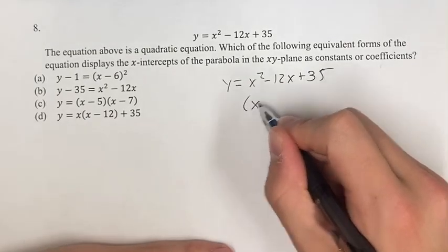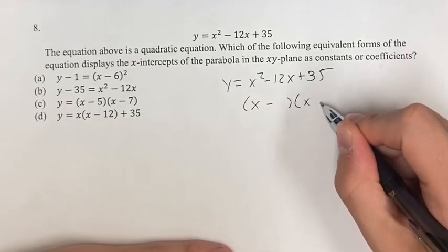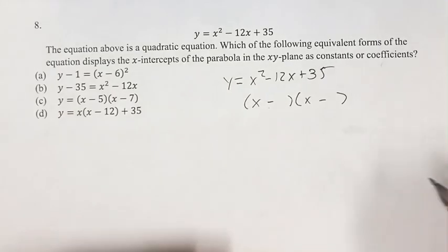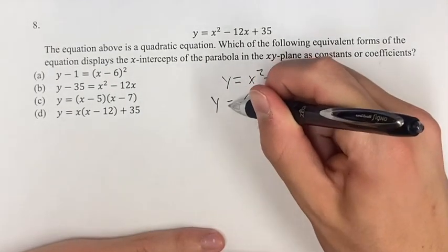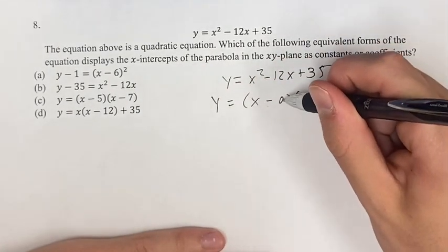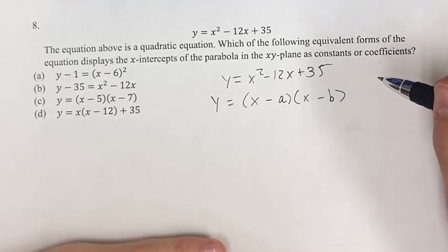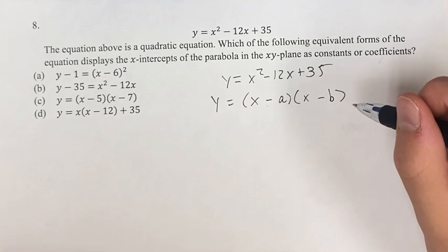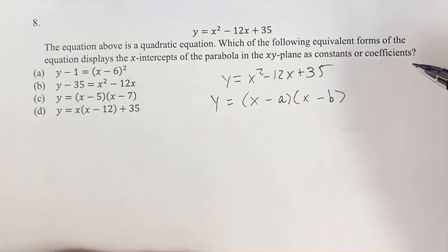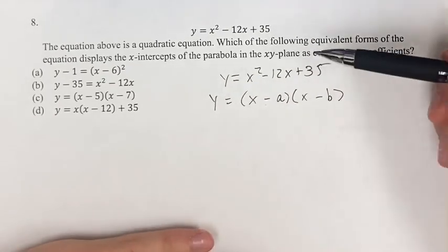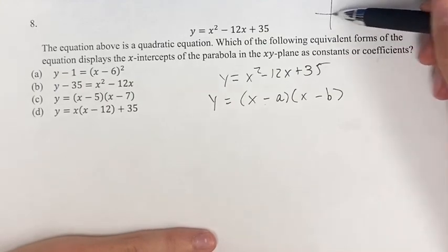So we're going to have x minus some number times x minus some number, right? Where if we have y is equal to this, and let's say we have x minus a and x minus b, our x-intercepts are a and b. Why? How do we know that? Well, what is an x-intercept? It's the value of x when y is equal to 0, right?